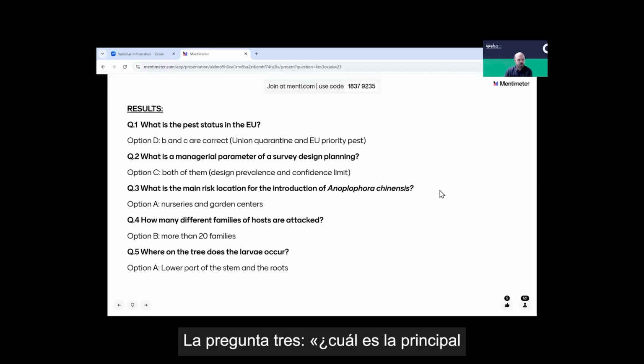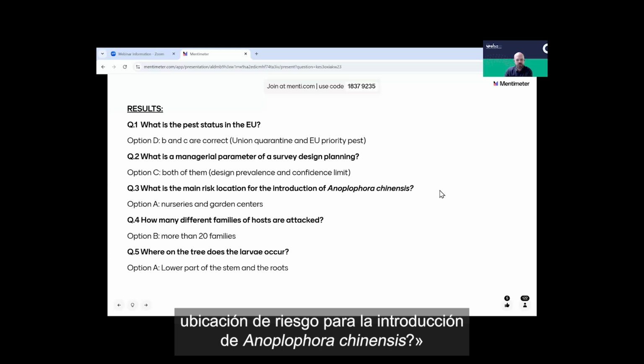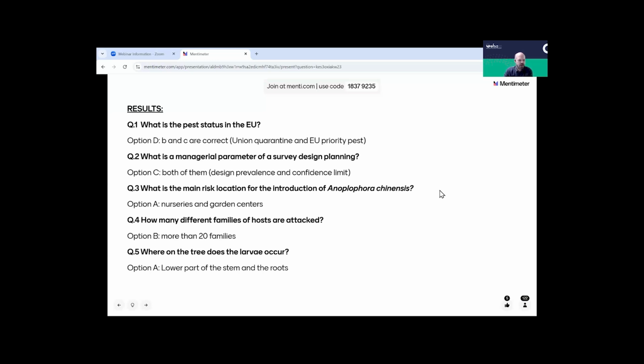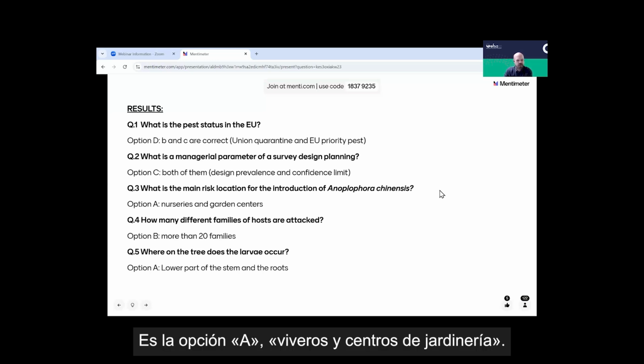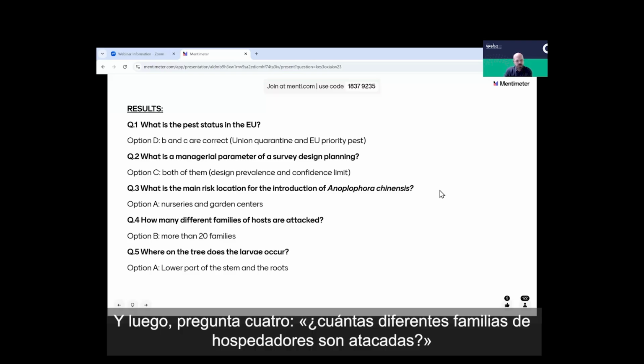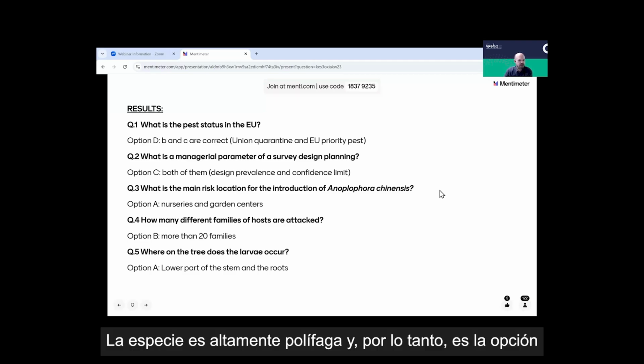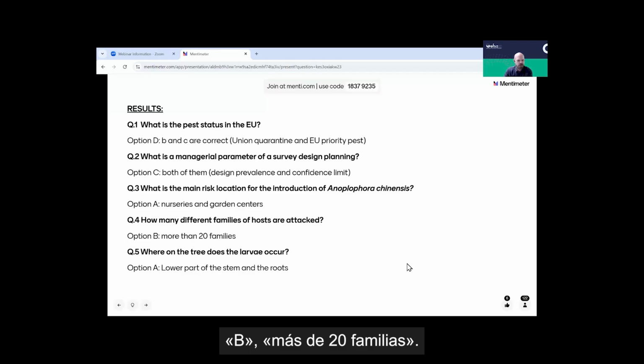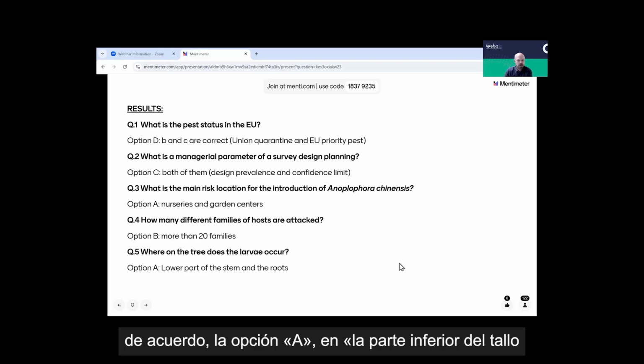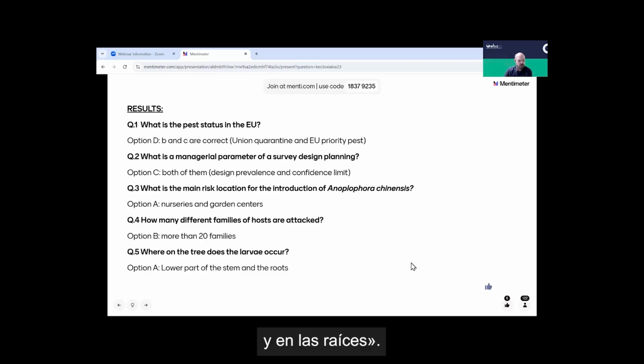So for question 3, what is the main risk location for the introduction of Anoplophora chinensis? It is option A, nurseries and garden centers. And then question 4, how many different families of hosts are attacked? The species is highly polyphagous, and therefore it's option B, more than 20 families. And the last question is, where on the tree does the larvae occur? And that was, as most of you already agreed, option A, on the lower part of the stem and in the roots.